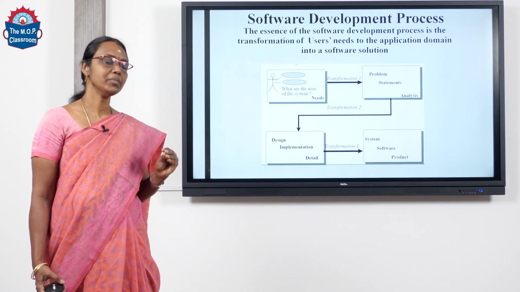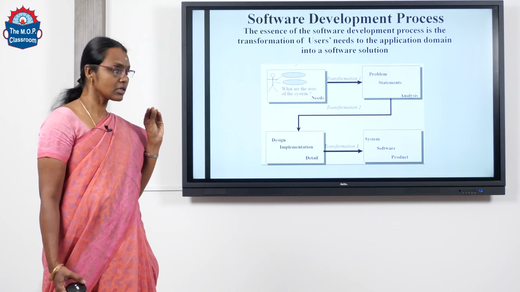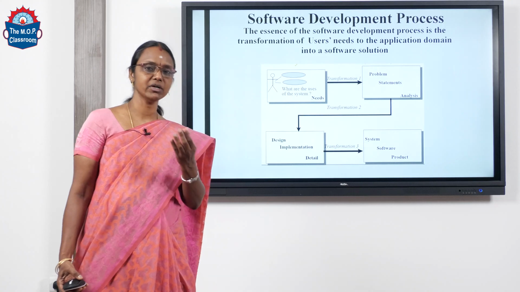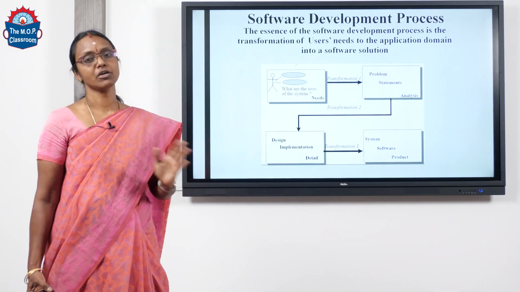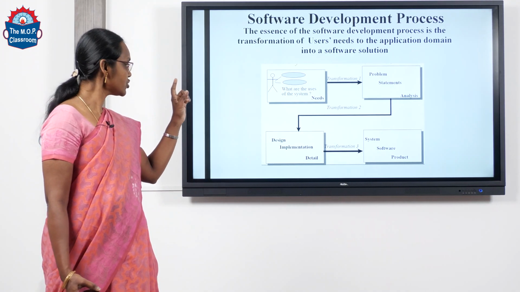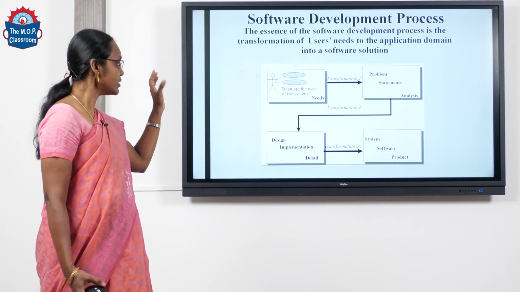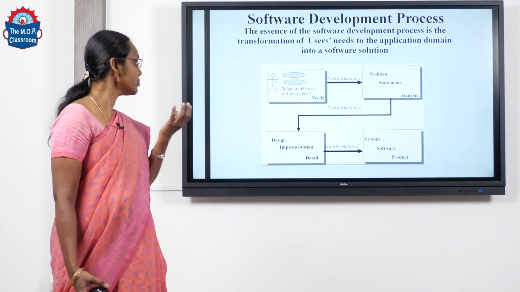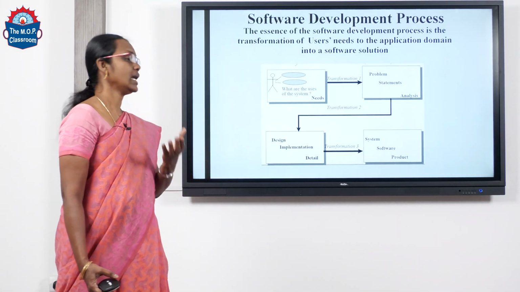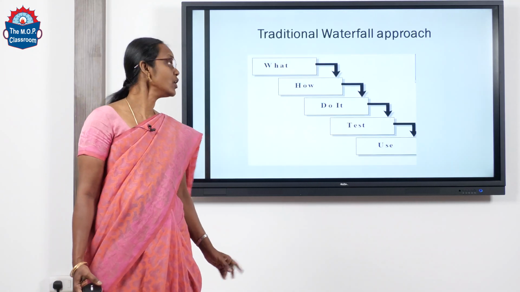The design and implementation is then transformed into software, which is going to be the system software, which is nothing but the product that is going to be delivered to the customer. So the entire software development process can be given in a nutshell as transformation 1, transformation 2 and transformation 3. I repeat, in transformation 1 the user's needs are converted to the problem statement. The problem statement is analyzed and the analysis is converted to a product. This is the traditional waterfall approach.